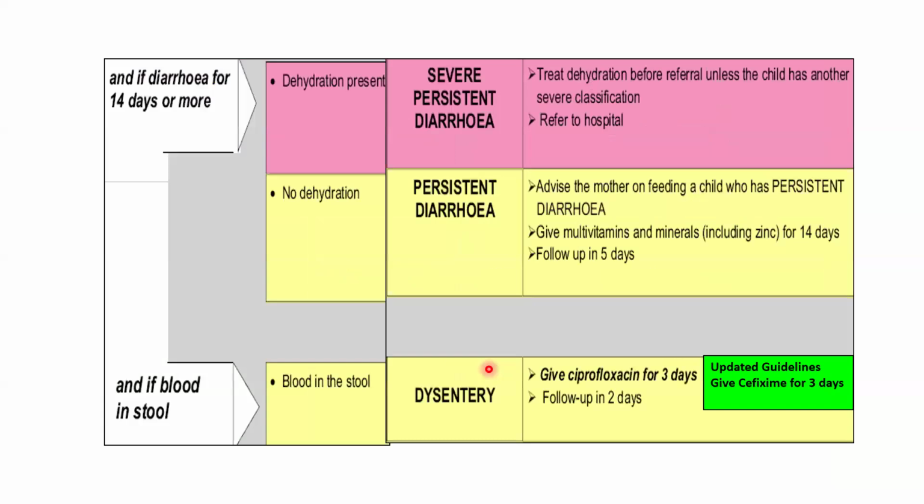If the diarrhea is for more than 14 days and dehydration is there, then it is called severe persistent diarrhea. And if there is malnutrition, then it is severe persistent diarrhea with malnutrition. If there is no dehydration, then it is persistent diarrhea. If you see visible blood in the stool, remember it has to be visible blood in the stools. Many a time people get a stool examination and it shows RBCs. That is not dysentery. Dysentery means visible blood in the stool. So it is called dysentery.